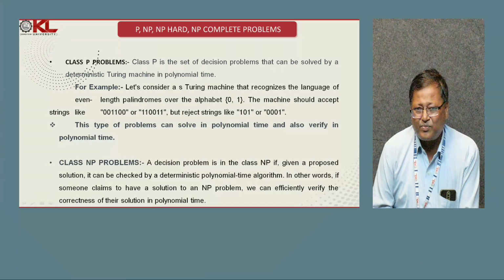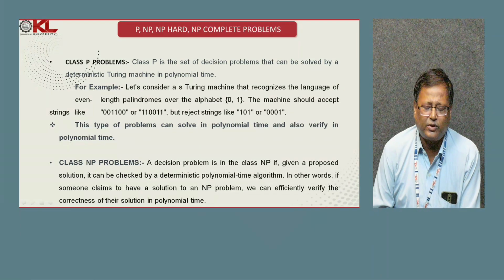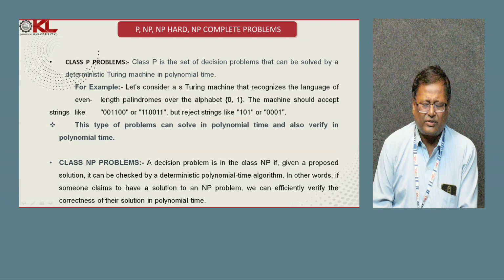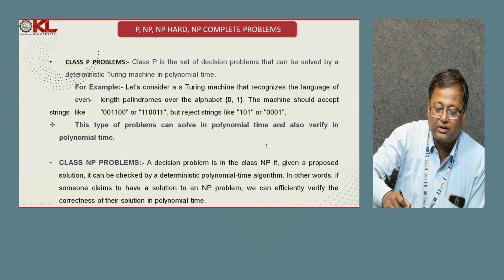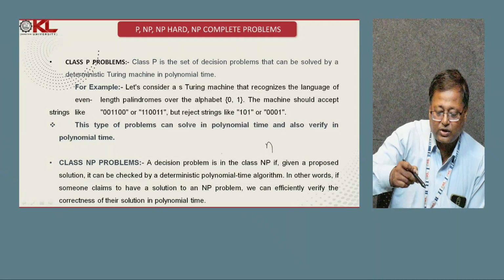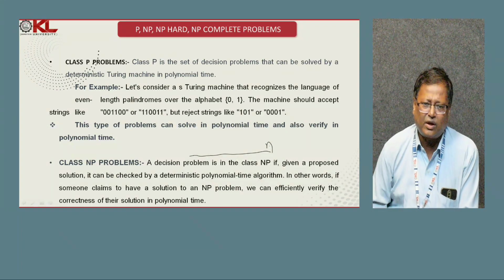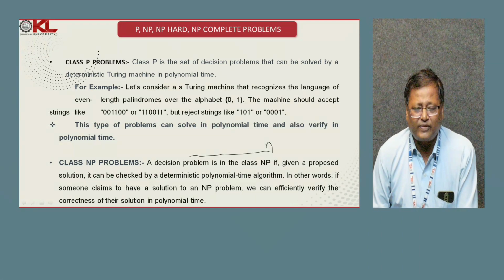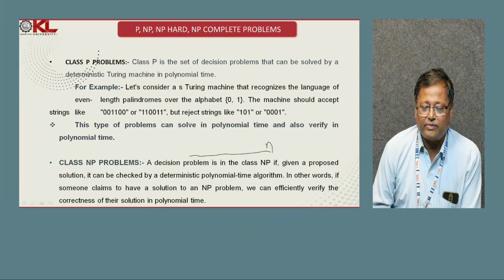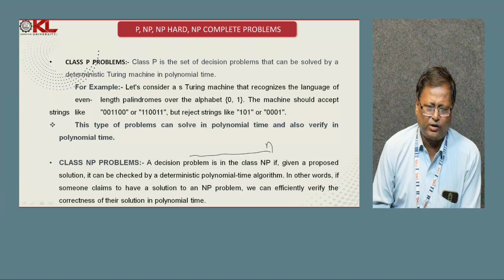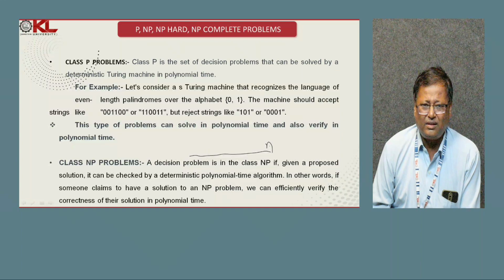It means the class P is the set of decision problems that can be solved by a deterministic Turing machine in polynomial time. We can take the example of sorting problems. Suppose there are n number of elements and we search for an element, we go up to n. This type of searching is polynomial time, and we can also verify whether the element is found or not in polynomial time. So P class problems are the problems which we can solve in polynomial time and also verify in polynomial time. Here an example is given.